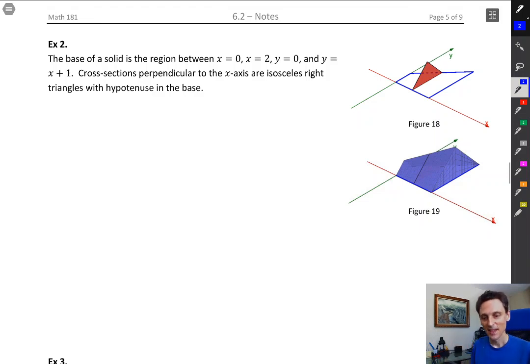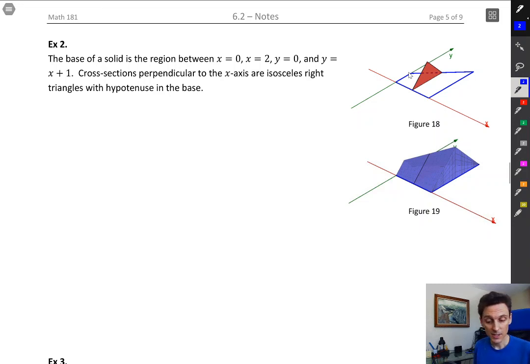Welcome back. In example 2, we have the base of a solid. That's the region between x equals 0, that's the y-axis, x equals 2, that's this vertical line on the right side of figure 18, and then y equals 0, which is the x-axis, and y equals x plus 1, which is this line. It's kind of like a 45-degree line, but going through the y-intercept at 1.